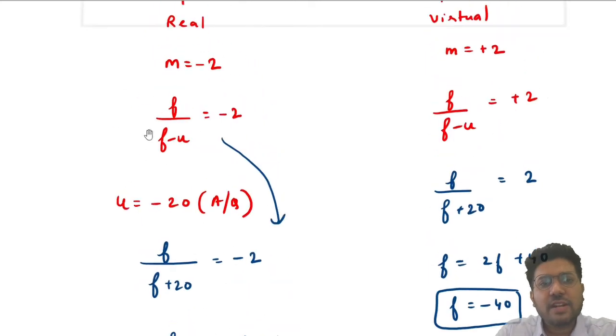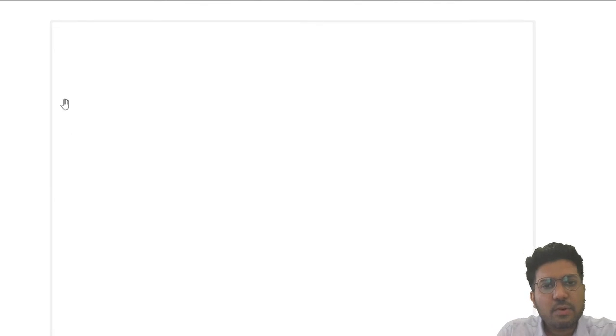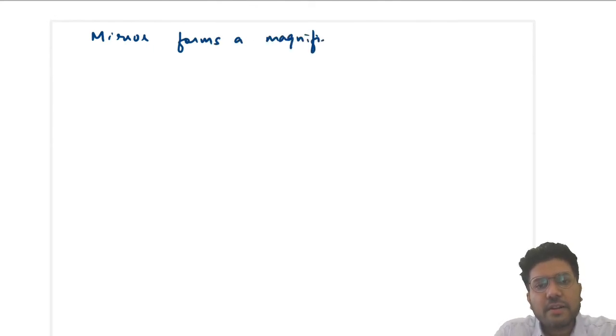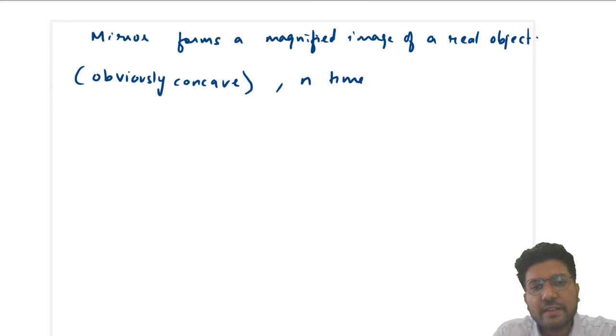Now let us generalize this question. I'll generalize this question so that everybody understands it more clearly. See, you have a mirror which forms a magnified image of a real object. That means obviously it is a concave mirror. Suppose it is n times magnified.